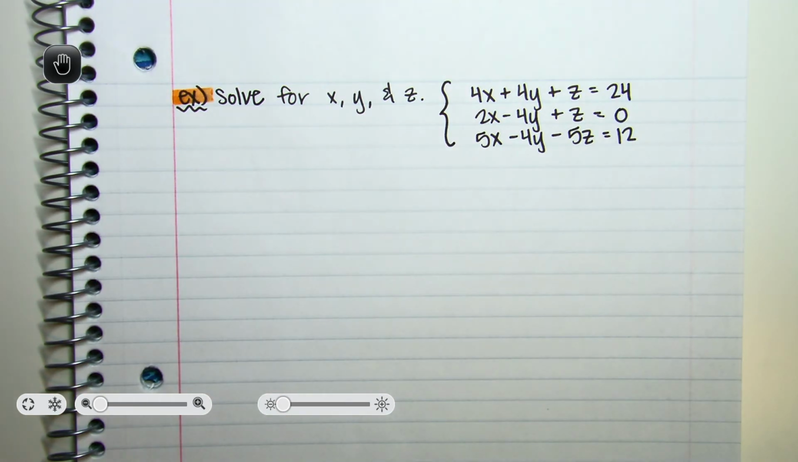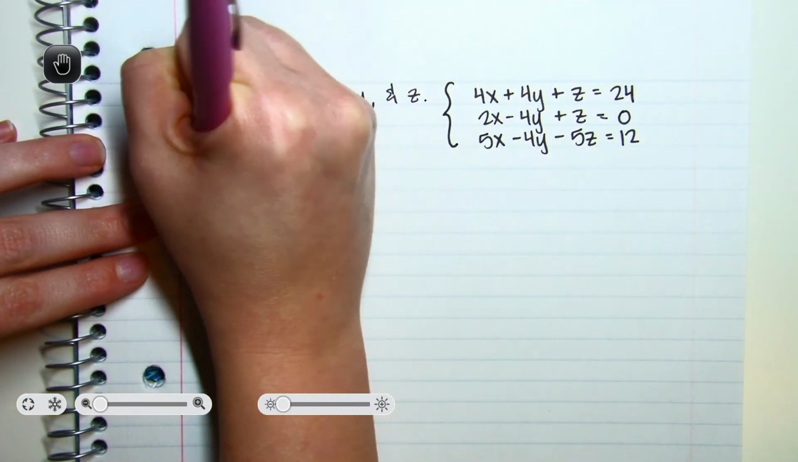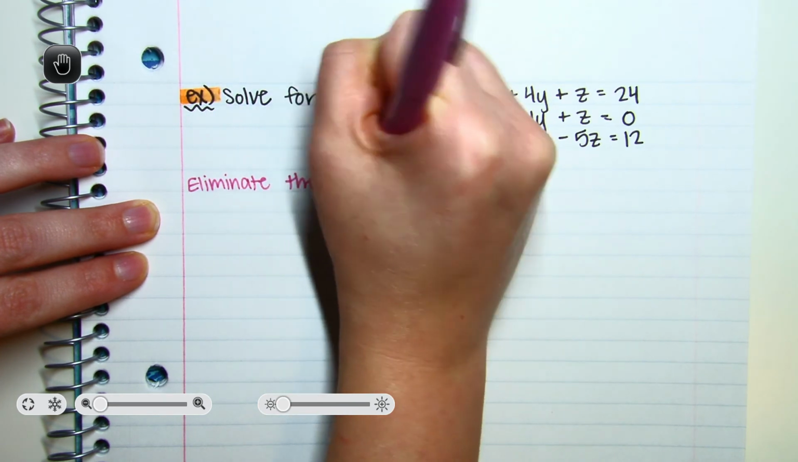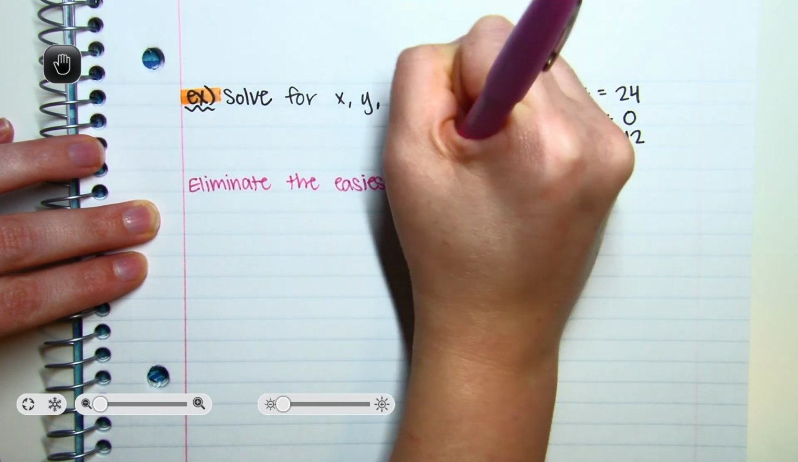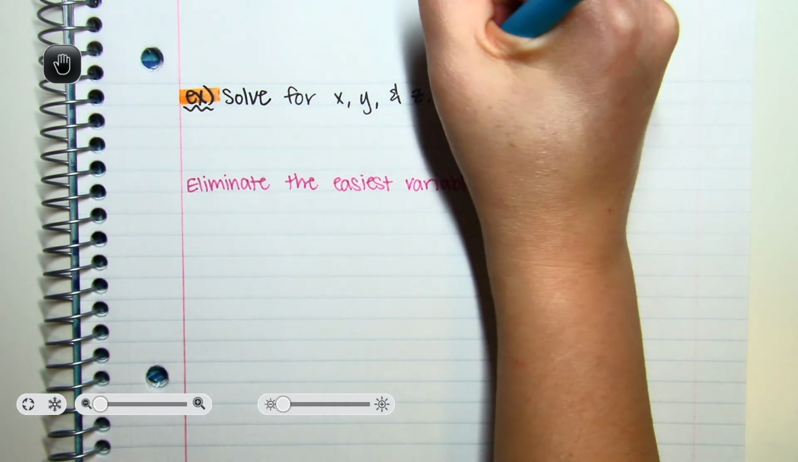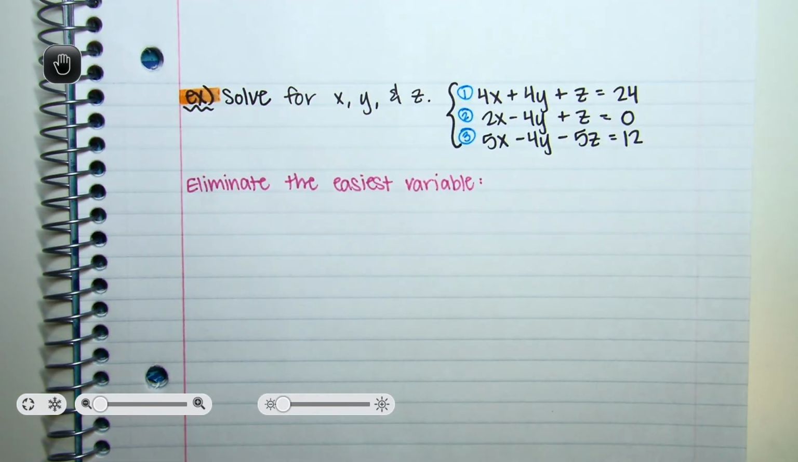So the first thing we want to do is eliminate the easiest variable. I'm going to look at these equations. Now I'm going to number these 1, 2, and 3. That's equation 1, that's equation 2, that's equation 3. Just for the sake of making it easy for all of us to know which equations I'm talking about, I'm going to number them. If you wanted to do letters instead, that's fine too.